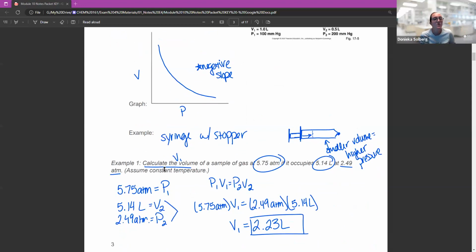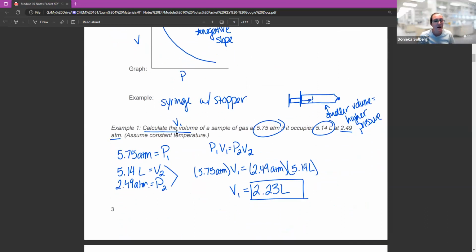Okay, so example number 1 is an example using Boyle's law. It says calculate the volume. So I would call that, we're obviously looking for a V value, of a sample of gas at 5.75 atmospheres if it occupies 5.14 liters at 2.49 atmospheres. So hang on, I'm going to erase this and do it with you.